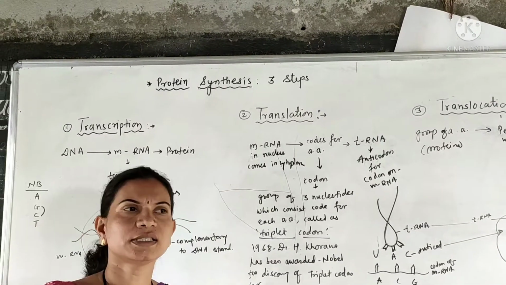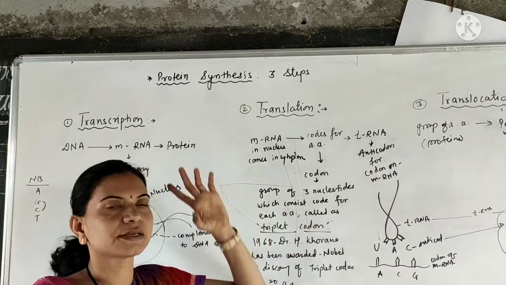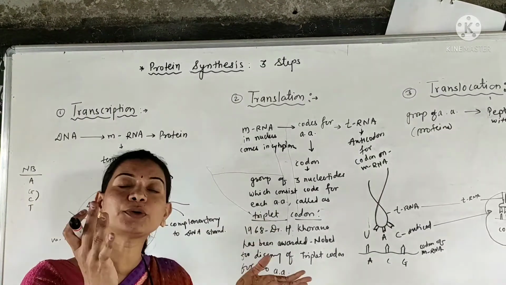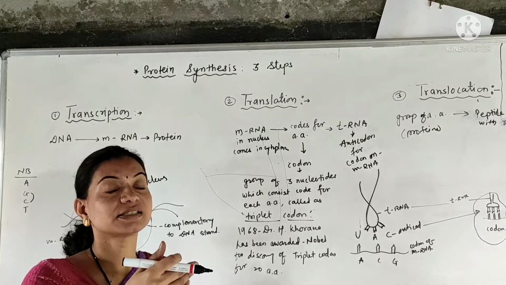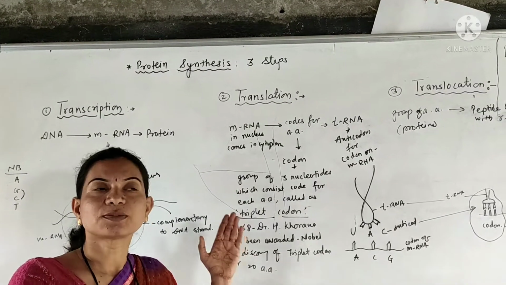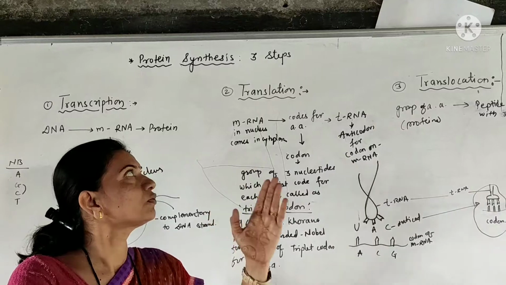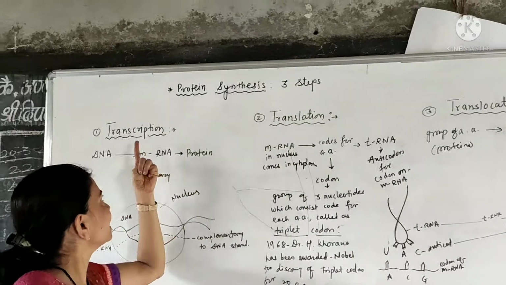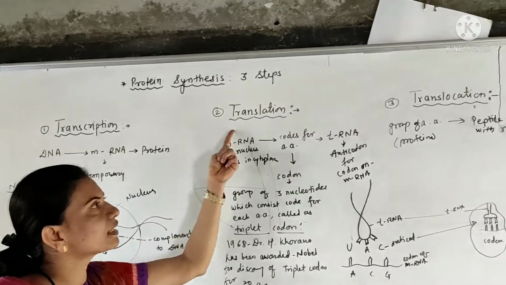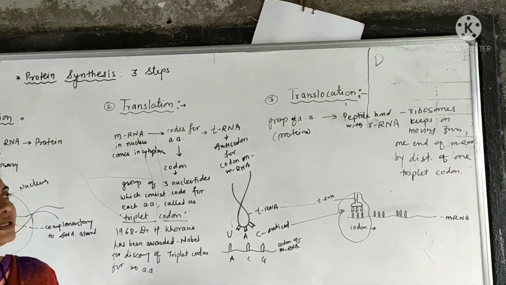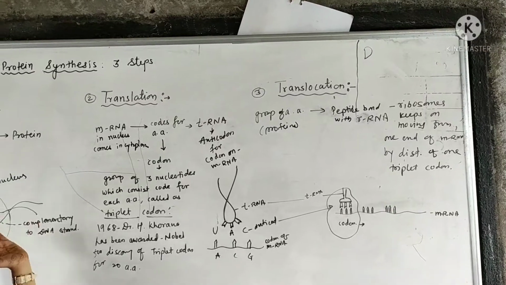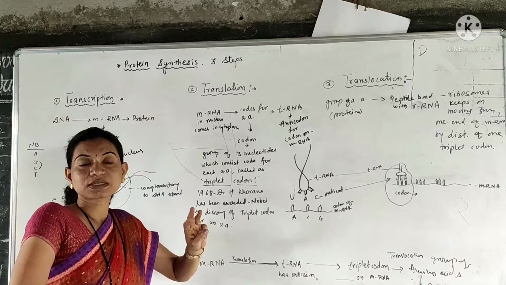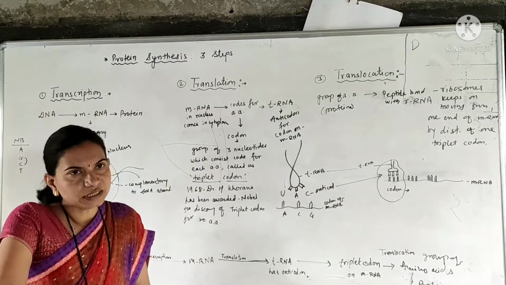In the protein synthesis process, there are 3 steps involved. Means in your body, when any one protein is synthesized, what happens? This process of protein formation is carried out in 3 steps. First step is transcription, second is translation, and third step is translocation. After completion of these 3 steps, one protein is formed.